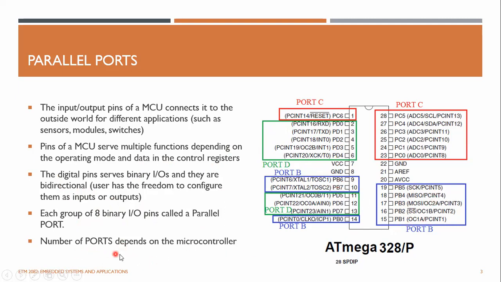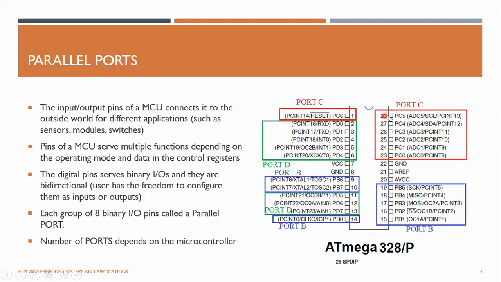So the number of ports depends on the microcontroller type. Here we have 3 ports: B, C, and D. If your application is more complicated and you need more pins, you can buy a different microcontroller having many different ports available for your application.